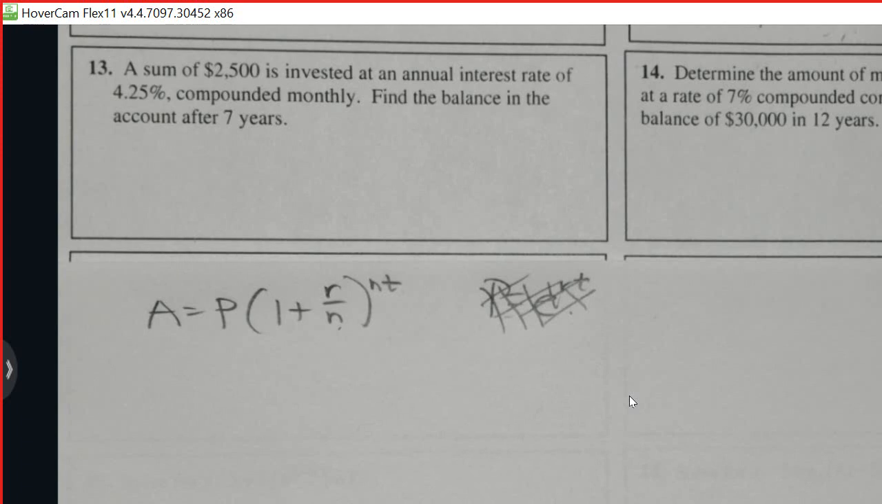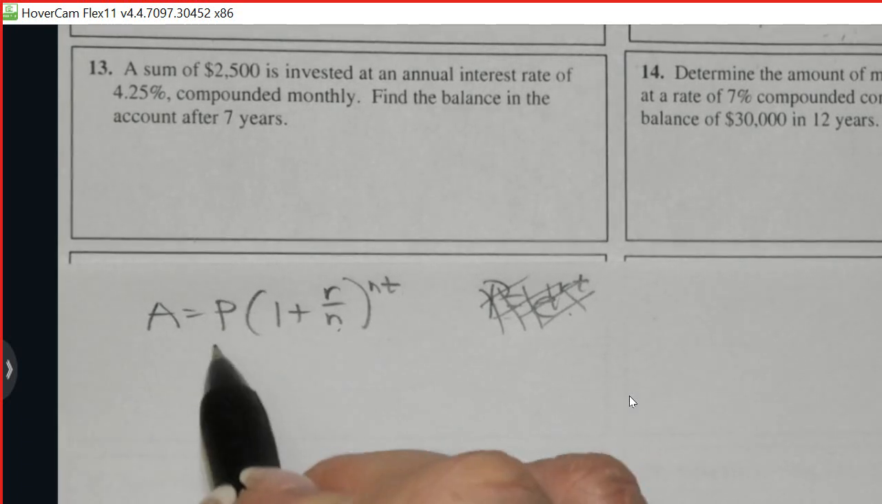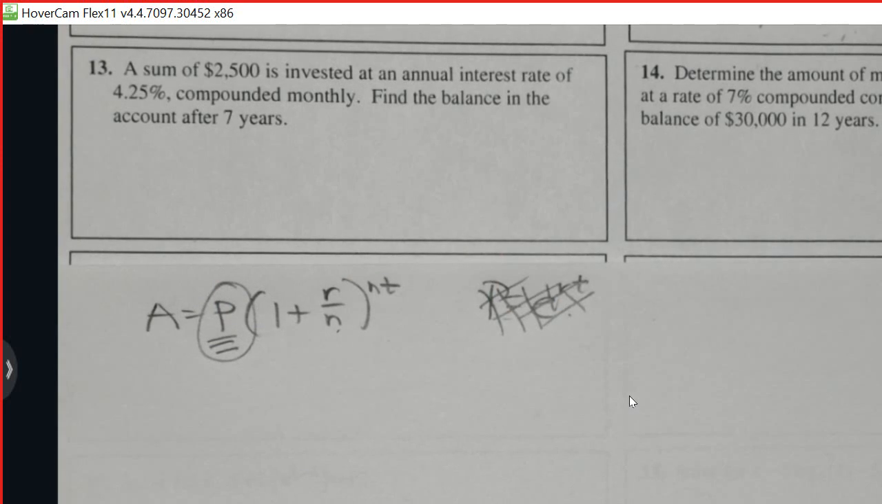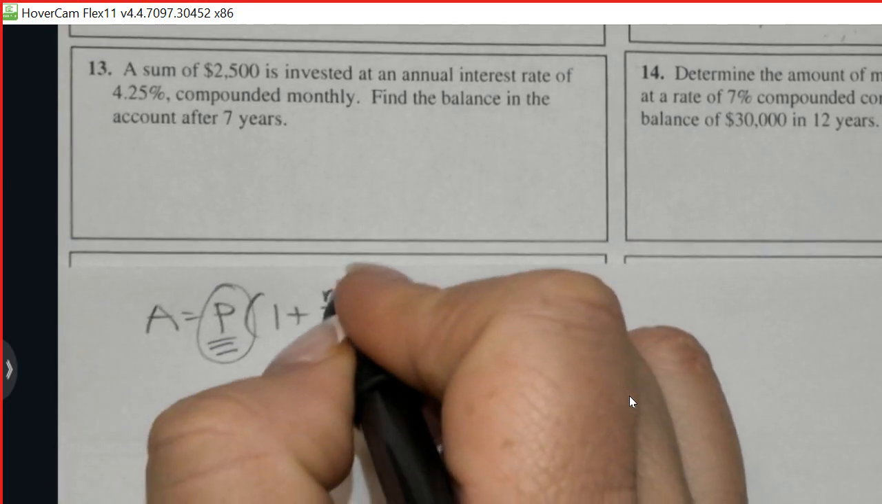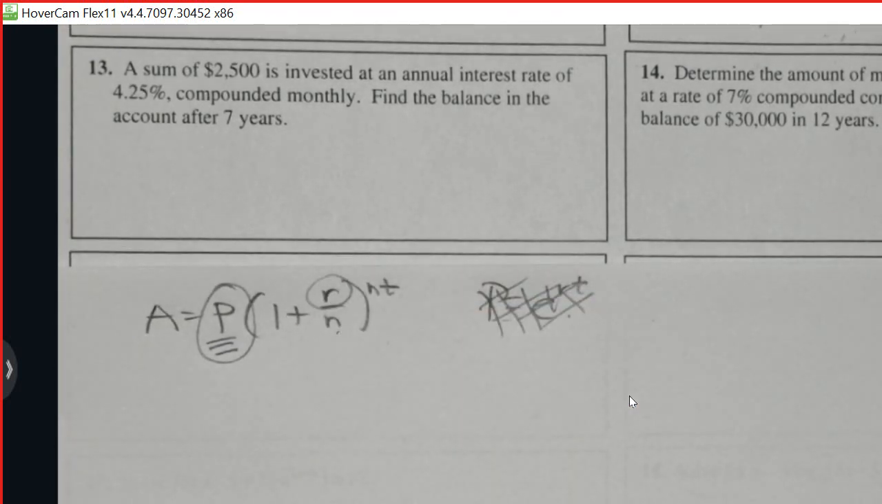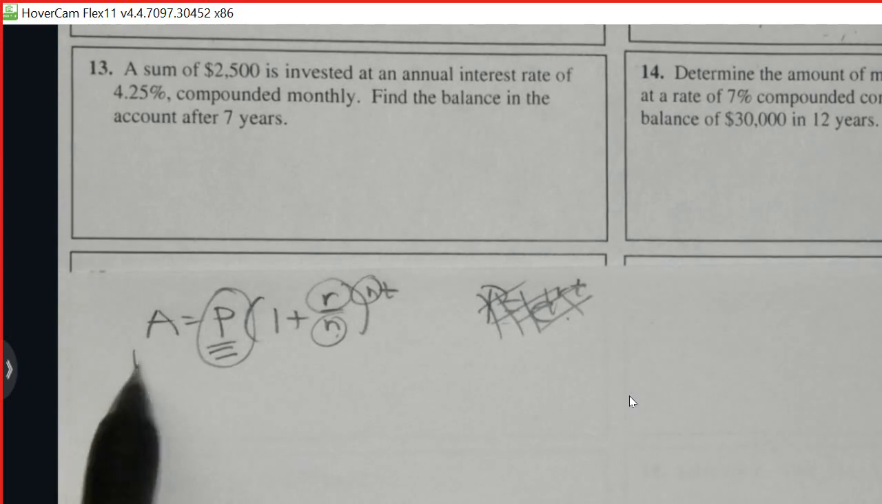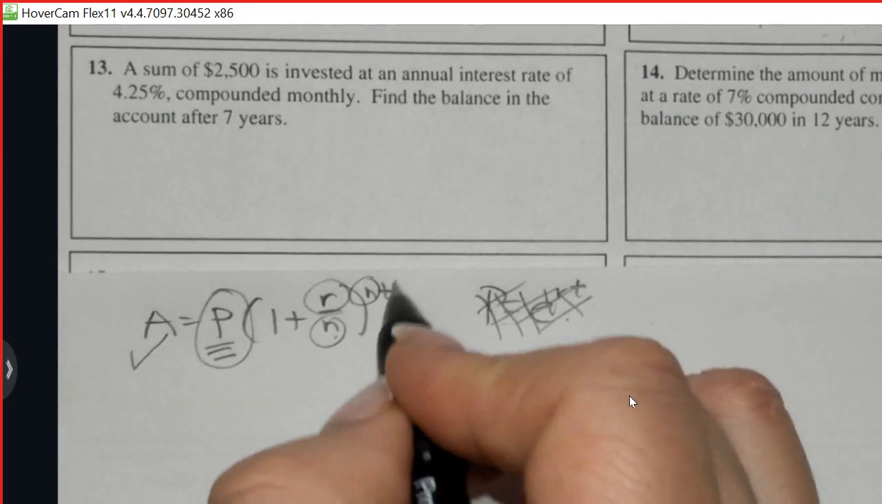The sum of $2,500 is invested. So I know right now this is $2,500. I've already taken care of this value. It's invested at an annual interest rate, so I already know the rate. I just have to turn it into a decimal, and it's compounded monthly. The N represents how many times it occurs within a year. There's 12 months in a year. I'll replace both Ns with 12, and it asks us to find the final amount after 7 years.